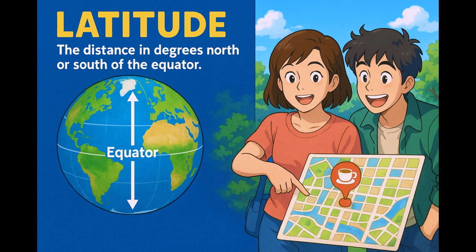In this analogy, the coffee shop represents the equator, the city map represents the Earth, and the degrees of latitude are like the distance markers that tell you how far north or south you are from the equator. Just as you measure blocks or miles to the coffee shop.